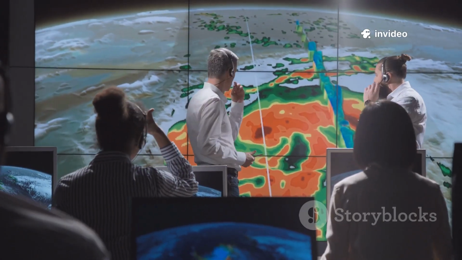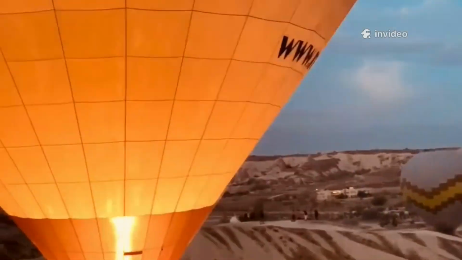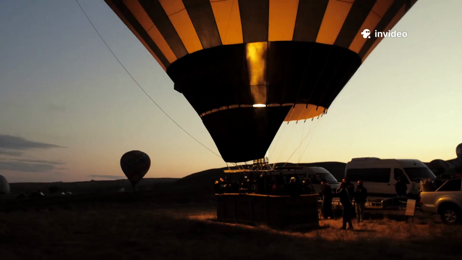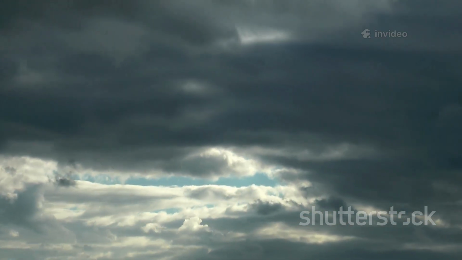So, why does the pressure change? It is mostly down to temperature. When air gets warm, its molecules get excited and start to move around faster and further apart. This makes the air lighter and causes it to rise up, leaving less air pushing down on the ground. This is how a low-pressure area often begins.